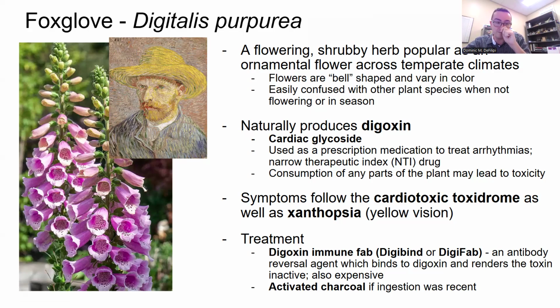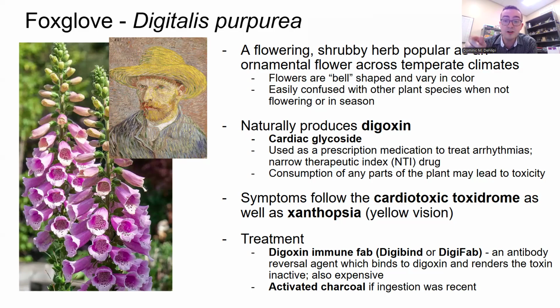So sometimes people, if they're gardening and something gets crossed with another, or they're not paying attention, they incorrectly harvest some plants from the foxglove plant, put it in their salad, and then bam, they're in VTAC. It can be quite an issue. Why? Because foxglove naturally produces digoxin, which is a cardiac glycoside. We know it's an antiarrhythmic medication as well. However, as a prescription medication, it has a very narrow therapeutic index. It's an NTI drug, meaning it has to be dosed very, very carefully to avoid toxicity.